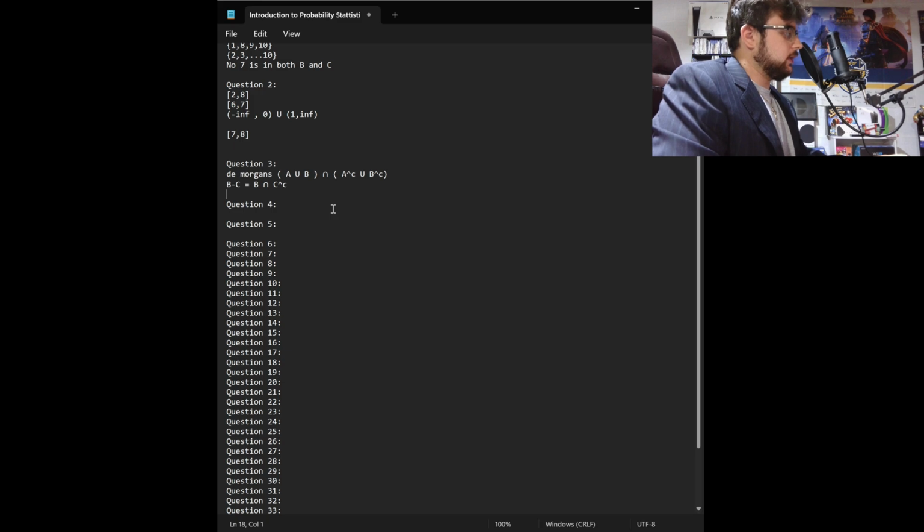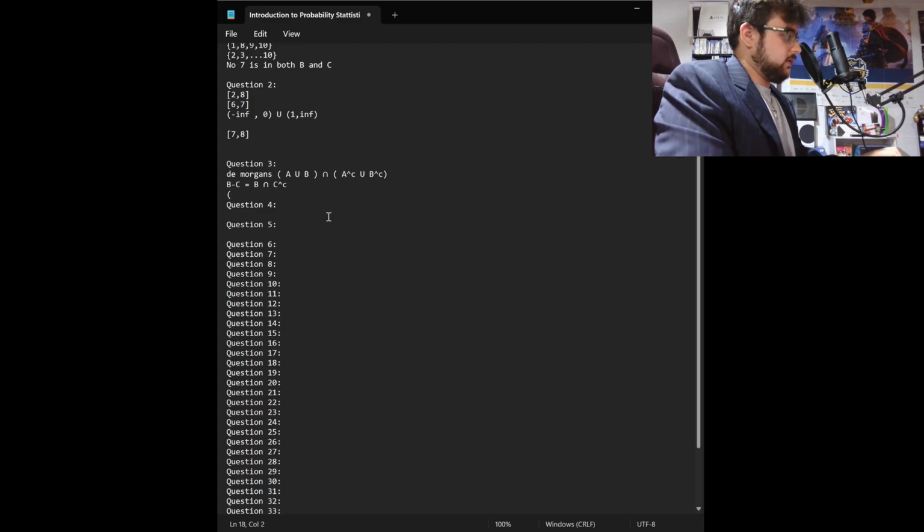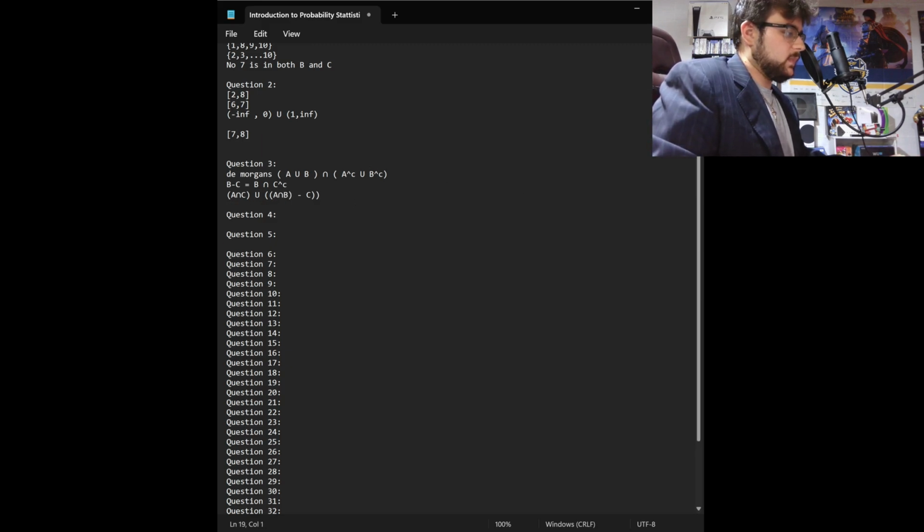Now, let's do the next one here. A intersect C is a union of A intersect B minus C, like that. More like this, actually. You have to make sure to separate them like that. You don't want to get the answer wrong.